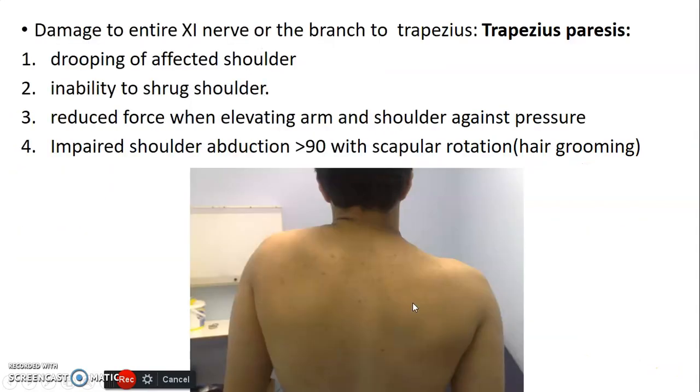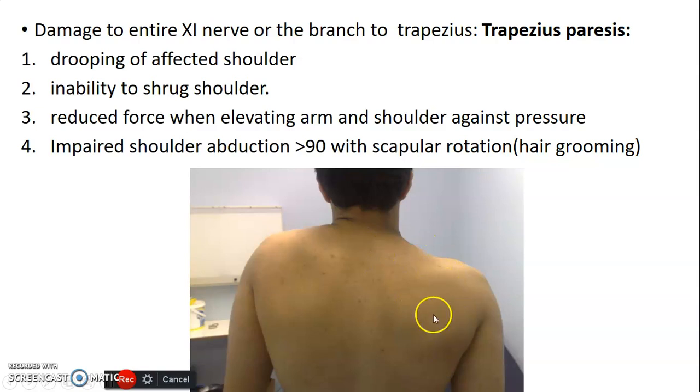Again, when you damage the accessory nerve, especially the branch to trapezius, you get trapezius paresis. So there will be drooping of the affected shoulder. When you tell the patient to shrug the shoulder or lift the shoulder upwards, you can see this one is drooping. He's able to shrug this one, but this one remains drooping. Then there will be reduced force when elevating the arm or the shoulder against pressure, and impaired shoulder abduction more than 90 degrees with scapular rotation. Like if you tell them to comb the hair, they'll have impaired abduction above 90 degrees.